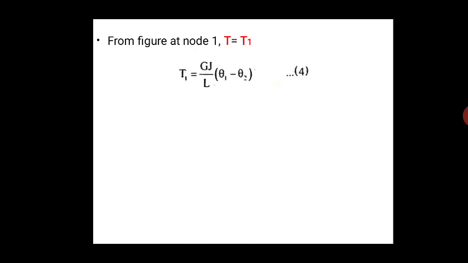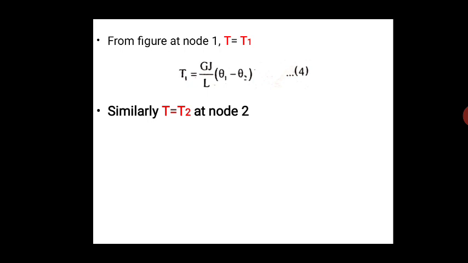From the figure, at node 1, let T be T1, that is the twisting torque at node 1. Then we can write the above equation as T1 is equal to GJ divided by L into theta 1 minus theta 2, where theta 1 minus theta 2 is the change in angular twist at node 1. Let this equation be equation number 4.